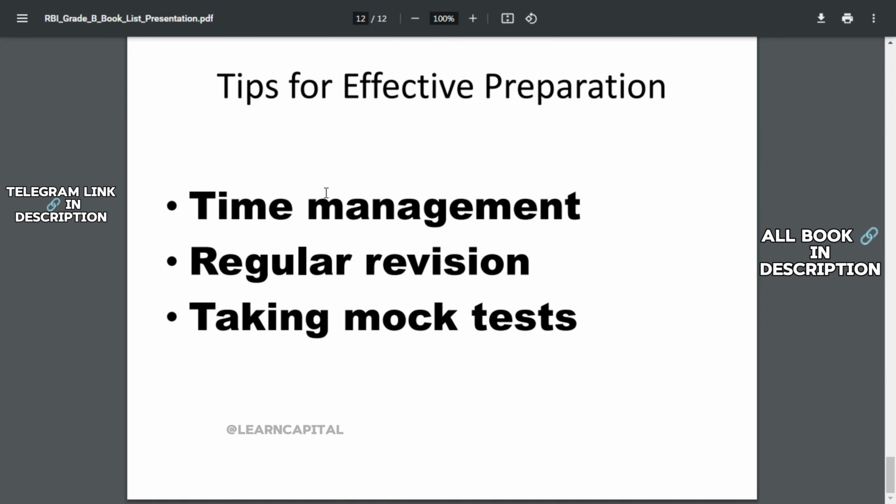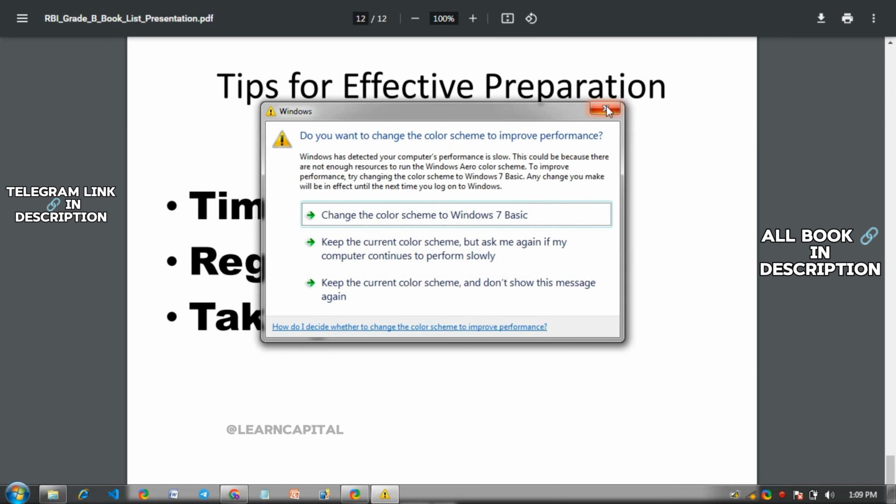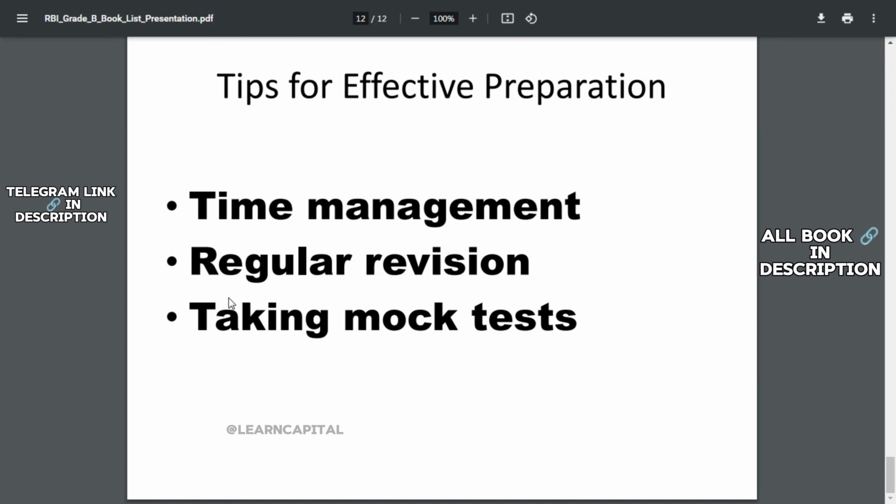Of course, tips for preparation: time management, regular revision, taking mock tests. Revision is the most important thing. You should revise twice a day, and you can revise weekly. I recommend you revise twice and take a mock test every week. After you cover a concept, take a mock test on that separate concept. For example, if you covered a concept called planning, take a mock test on planning.